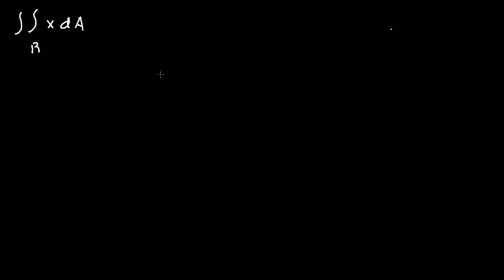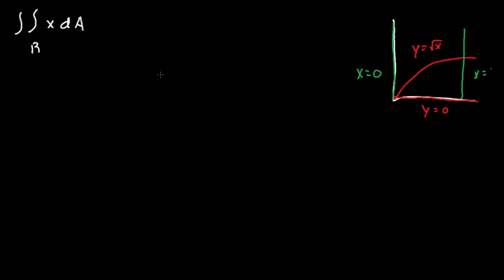Okay. And our boundary looks something like this. So the y boundary will be, let's draw something better. y is equal to square root of x. Our bottom y bound will be y is equal to 0. And our x bounds will be x equal to 0 and x equal to 4.